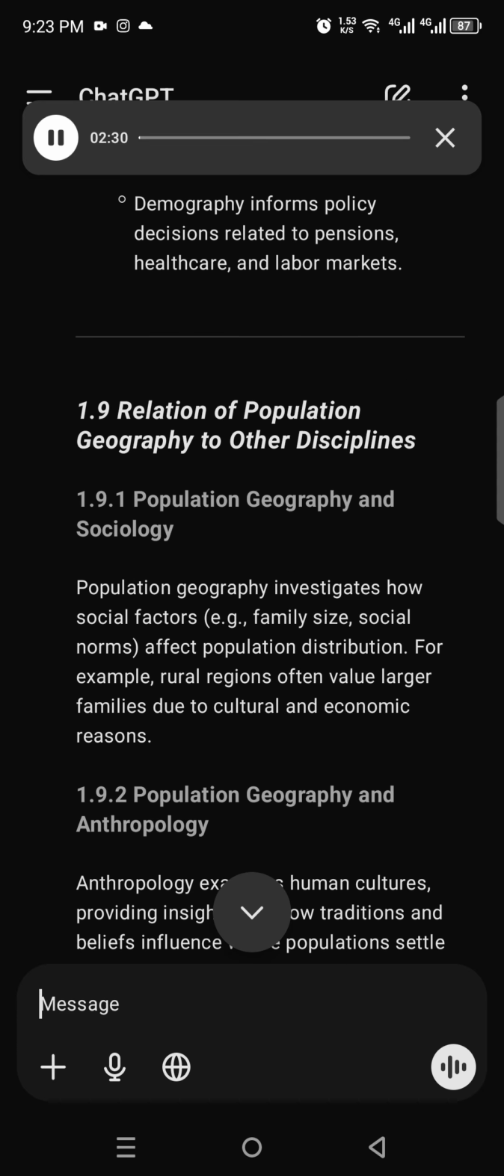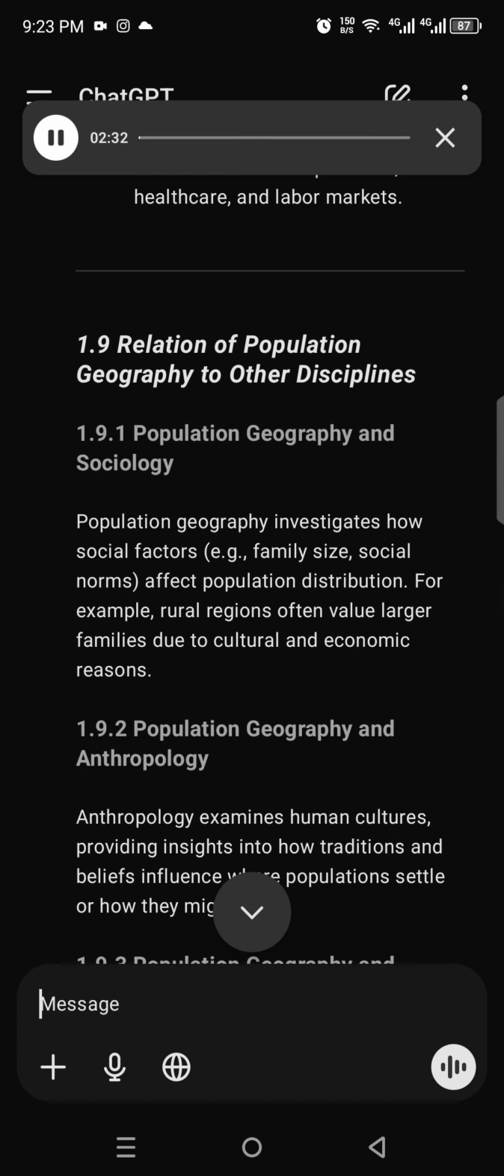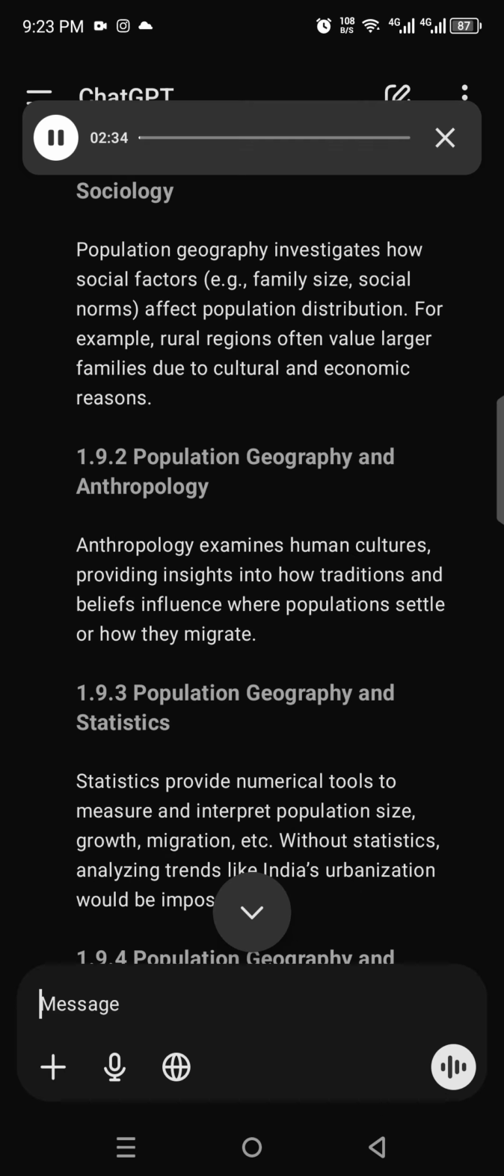1.9.2 Population geography and anthropology. Anthropology examines human cultures, providing insights into how traditions and beliefs influence where populations settle or how they migrate.